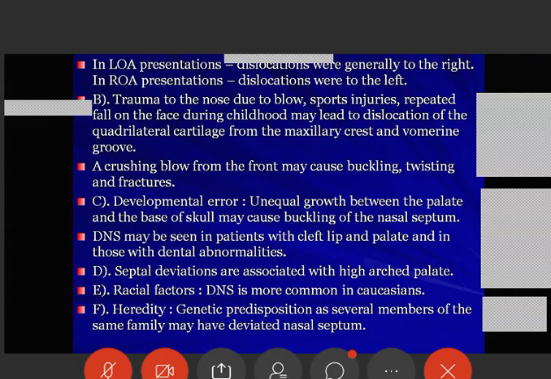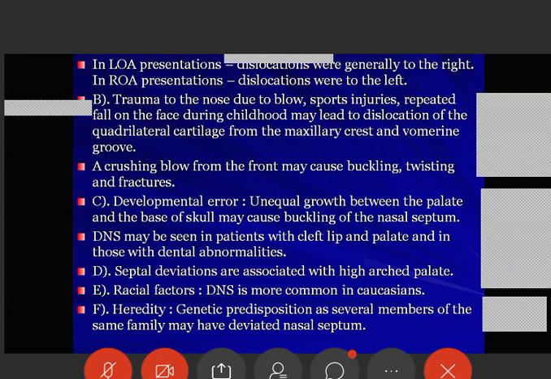So in childhood, if there is an adenoid hypertrophy, the child breathes through the mouth. When the intraoral pressure is more than the intranasal pressure, there will be a high arched palate, which may be acquired due to mouth breathing. So there is an imbalance between the intranasal and oral pressure. The intraoral pressure is more than the intranasal pressure, leading to a high arched palate. And when the palate is high arched, definitely there will be a septal deviation.